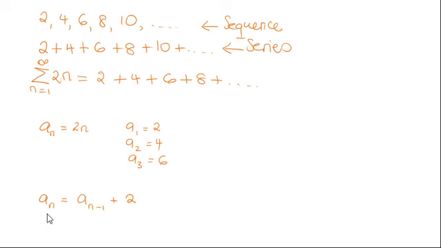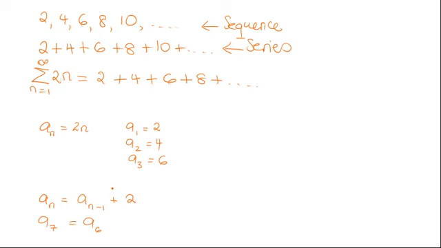Now, what is this saying? This is saying for each term, it is equal to the term before it, because a(n-1) would be the term before the an term. So, for example, if we're talking about a7, this would be a6, right? So this is saying an, so any term, is equal to the term before it plus 2.